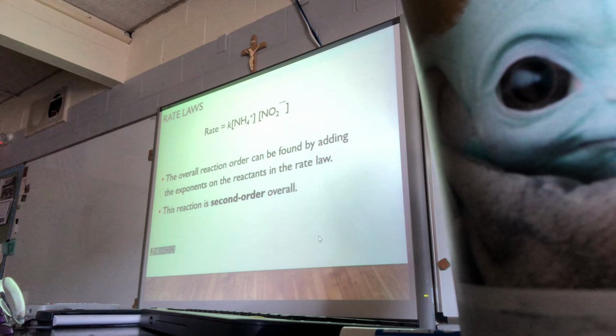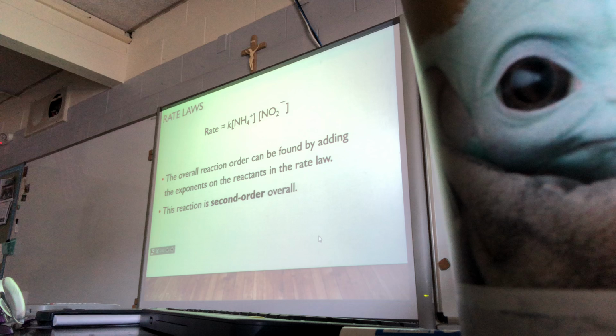Okay, in order to figure out what the overall order of the reaction is, we add the order numbers together. So in this particular case, we would add the ones together and we would say that the overall reaction is second order. So we can say individual orders with respect to individual reactants, and we can say overall reaction order.